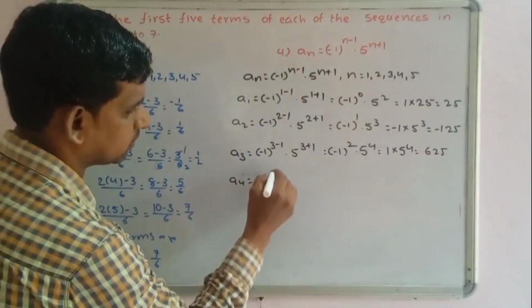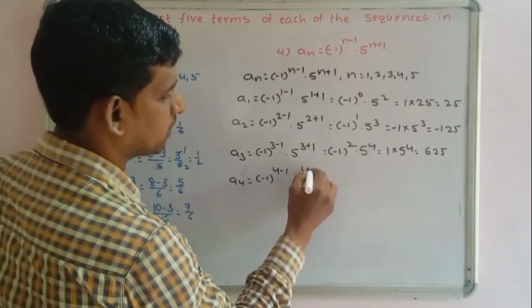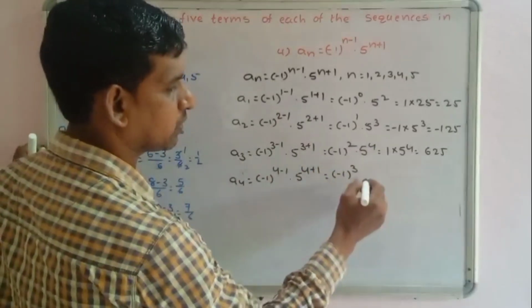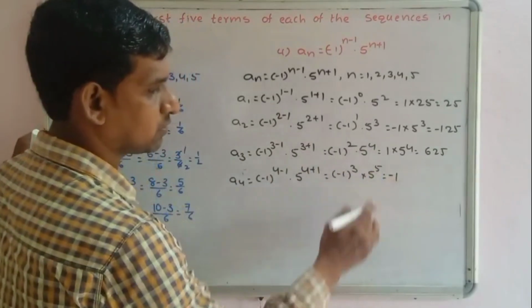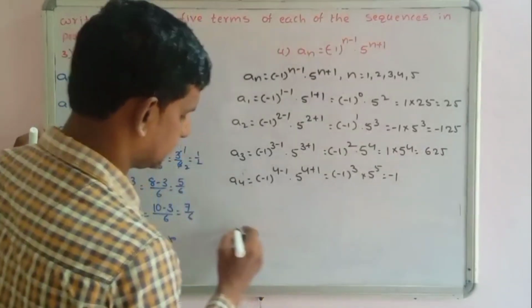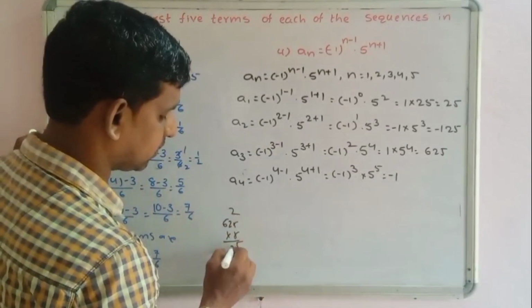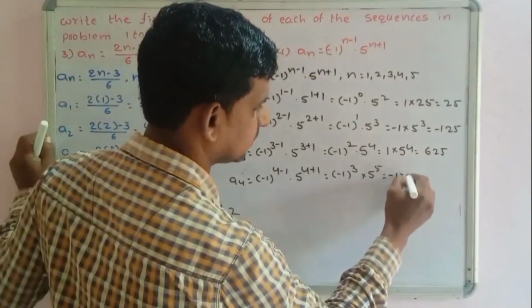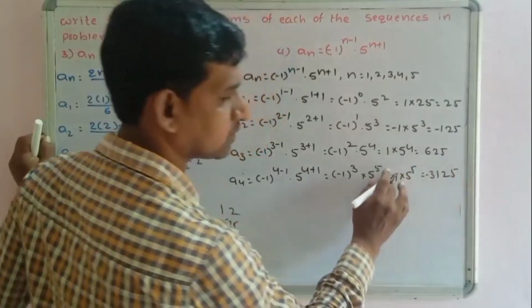A4 equals minus 1 power 4 minus 1 into 5 power 4 plus 1, that equals minus 1 power 4 minus 1 is 3, into 5 power 5. So minus 1 power 3 is minus 1, 5 power 5 is 625 into 5, how much? 5 5 is 25, 5 2 is 10, 12, 1 balance, 5 6 is 30, 30 plus 1 is 31. 3125. So that is 5 power 5. So minus 3125, because here the negative symbol is there.